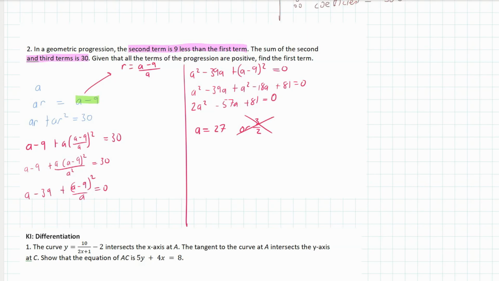So 9 less than 3 over 2 is less than 0, so it can't be that one. So I'm going to say A must be 27.